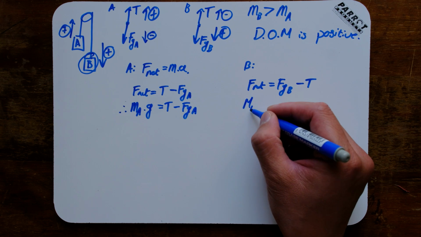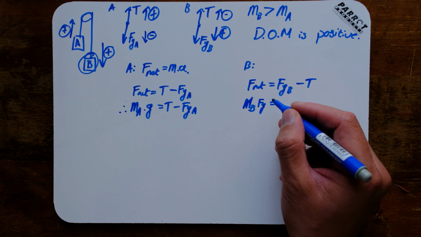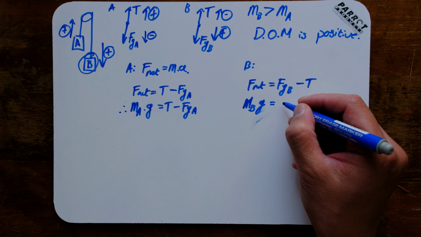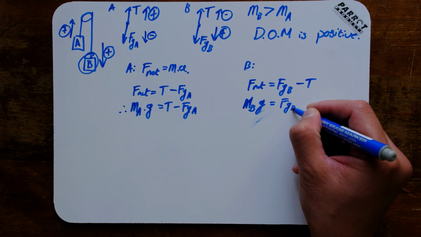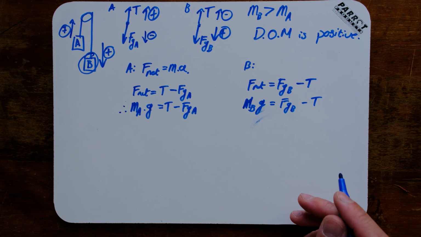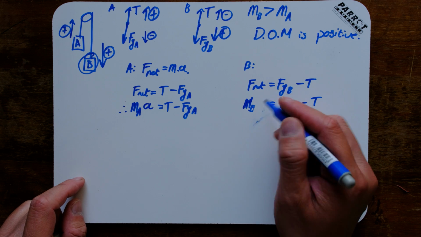Whereas for B, the force of gravity is acting in the positive direction, whereas the tension is acting in the negative direction. This is really important because if we now take those into account, then we have the mass of A times gravity, which is equal to tension minus the force of gravity on A. Then we have the mass of B times the acceleration due to gravity, which is equal to the force of gravity on B minus tension. Okay, now this is also going to be gravity, the acceleration of each.